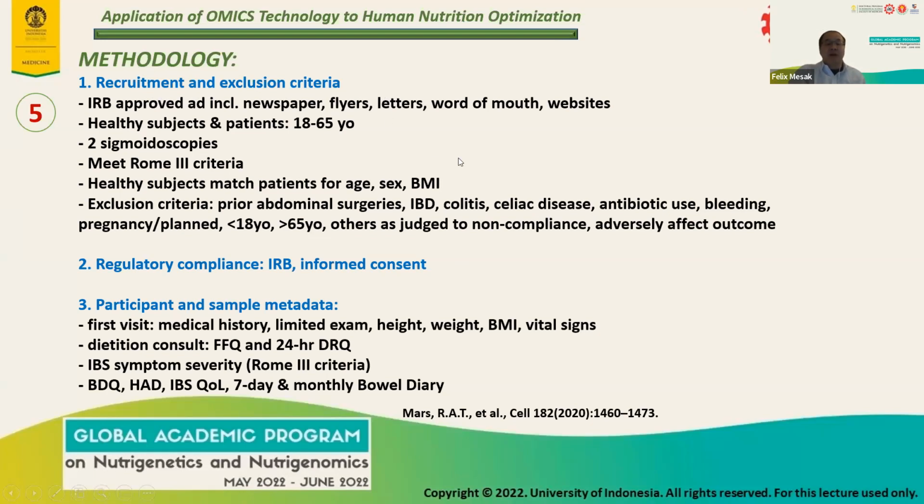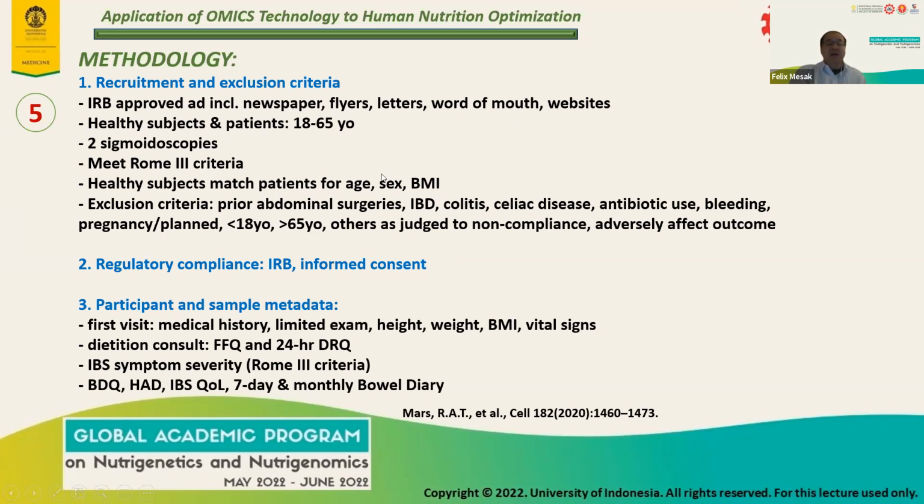So how do they recruit patients? They advertise using newspapers, flyers, letters, word of mouth, or websites, and the range of subjects, healthy subjects and patients, is 18 to 65 years old. The patients need to meet the Rome III criteria of the clinical inclusion and exclusion criteria. Healthy subjects are matched to patients for age, sex, and BMI.